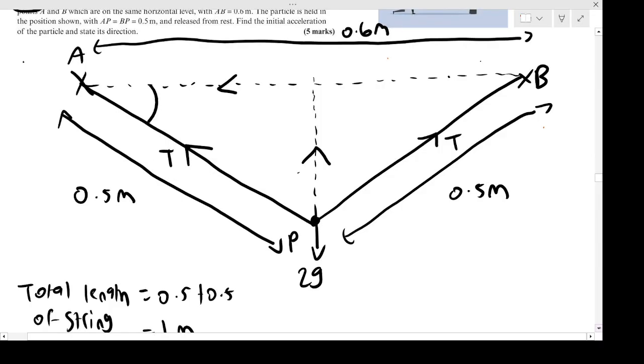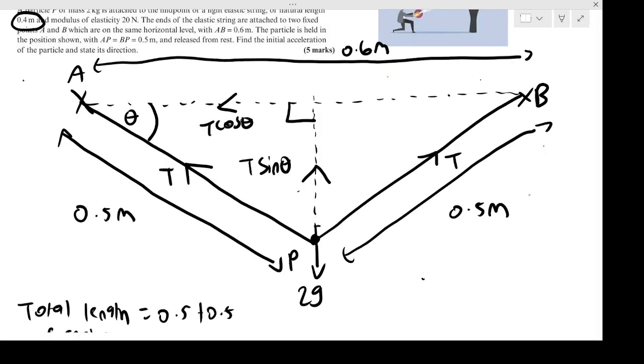Right. Now, let's say we're going to need an angle. Okay, so let's call this theta. This is 90 degrees, my right angle. This force then is going to be T sine theta. And this here is going to be T cos theta. Again, we don't know what theta is, but that's okay at the moment. Now, because P is in the midpoint, this angle here is also going to be theta as well. It's going to match the other side.